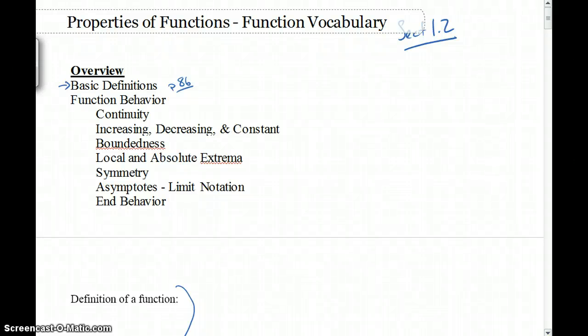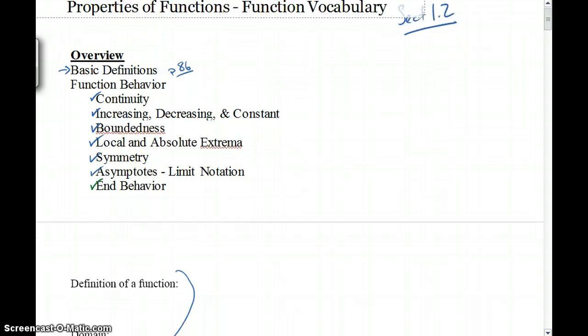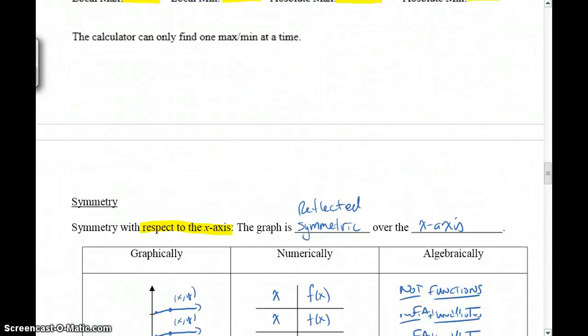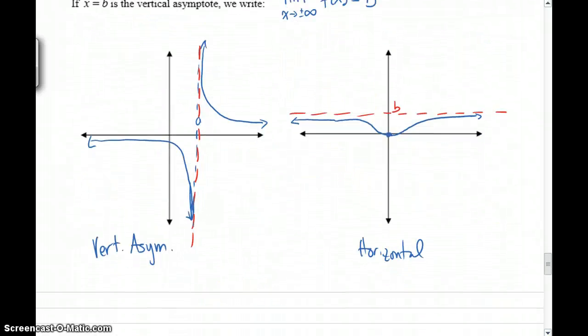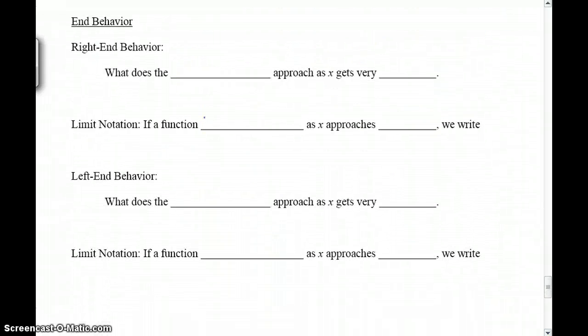All right, so we are finishing up, doing our last installment of properties of functions and function vocabulary. We have already covered continuity, increasing, decreasing, and constant intervals and functions, boundedness, local and absolute extrema, symmetry, asymptotes, and limit notation. Now, in this video, we're going to talk about end behavior and also use limit notation again. So let me scroll all the way down to the end of our page, and here we go.